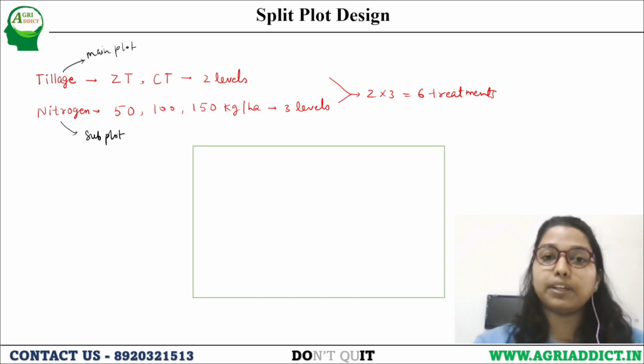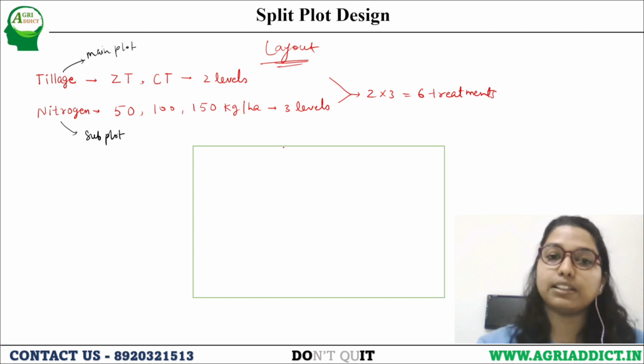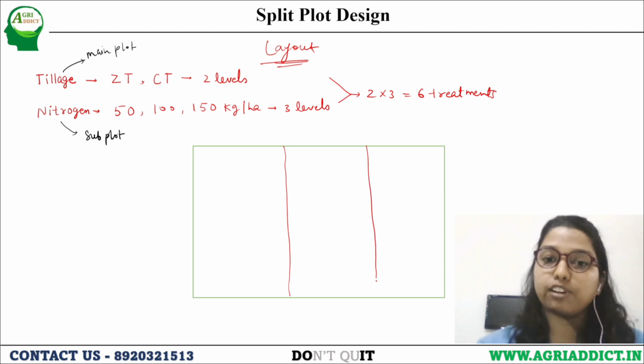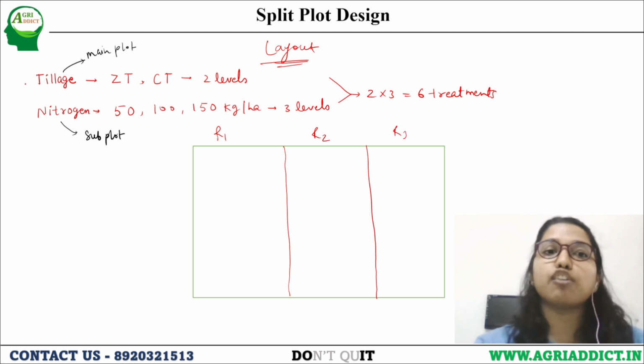So here I'll be discussing the layout of split plot design. What is the layout, how it looks in the field. So this is the field I have included, and now we have 3 replications of it. First we'll divide the field into 3 parts: R1, R2 and R3. Now we have 2 factors. First is tillage and second is nitrogen.